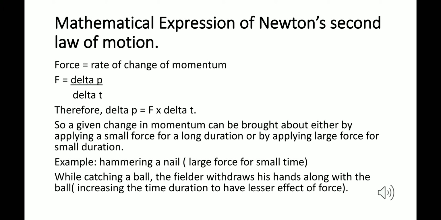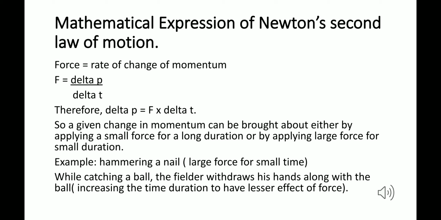Example, hammering a nail. When you're hammering a nail, what are you doing? You're putting in more force for a small time interval, and that is why it is being hammered. If you do it slowly, the nail will not go anywhere. Therefore, a large force for a small time is what hammers the nail.